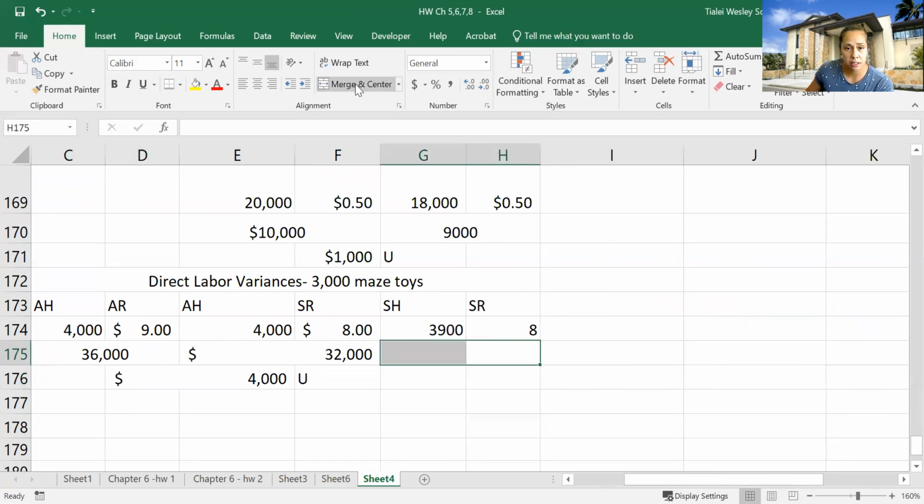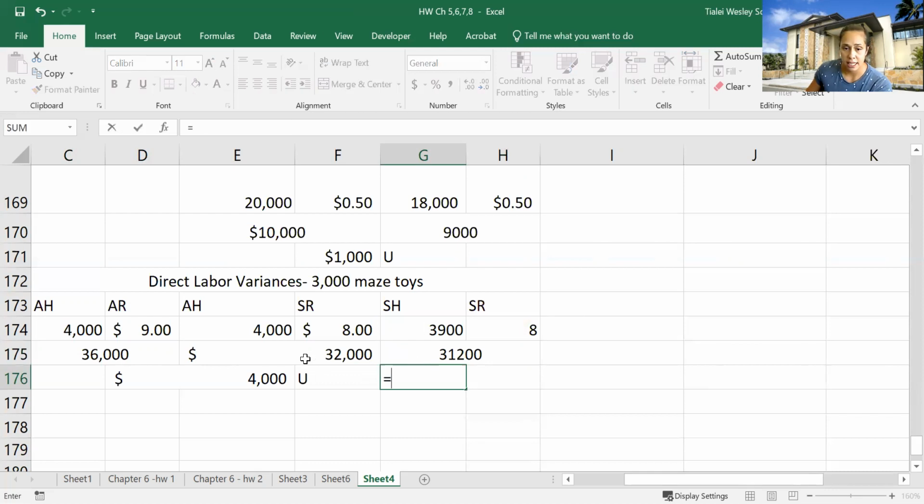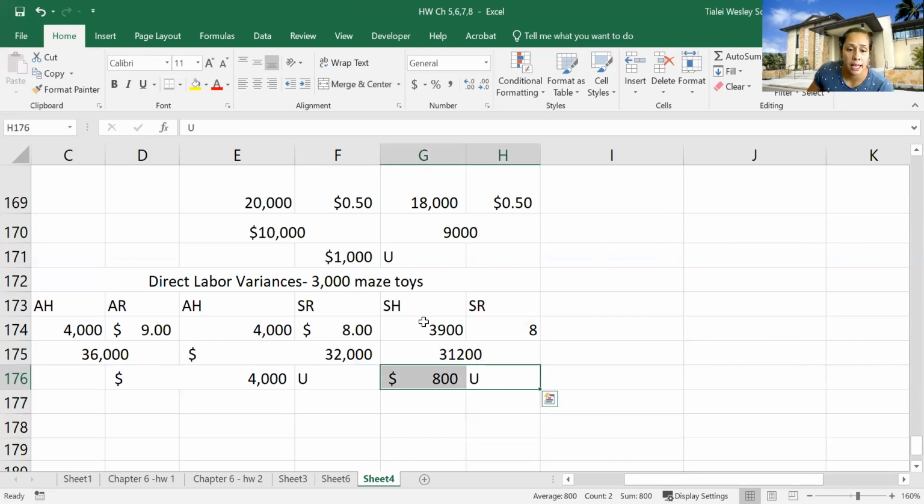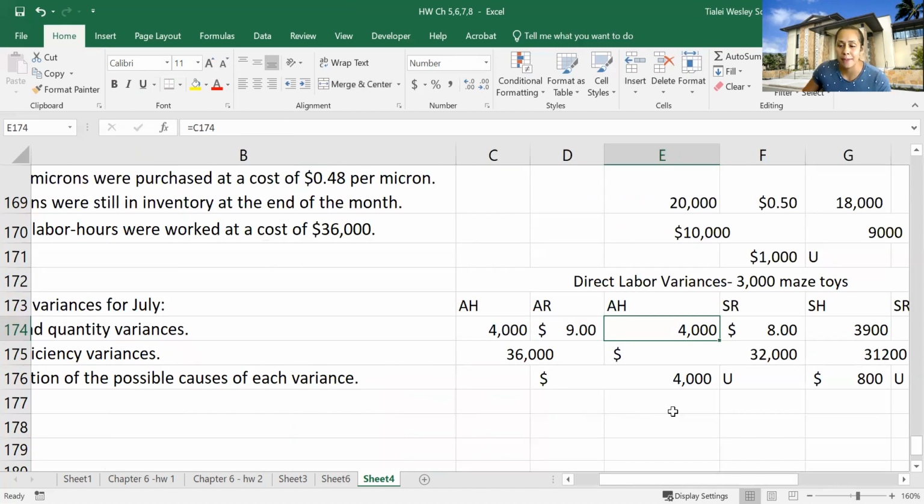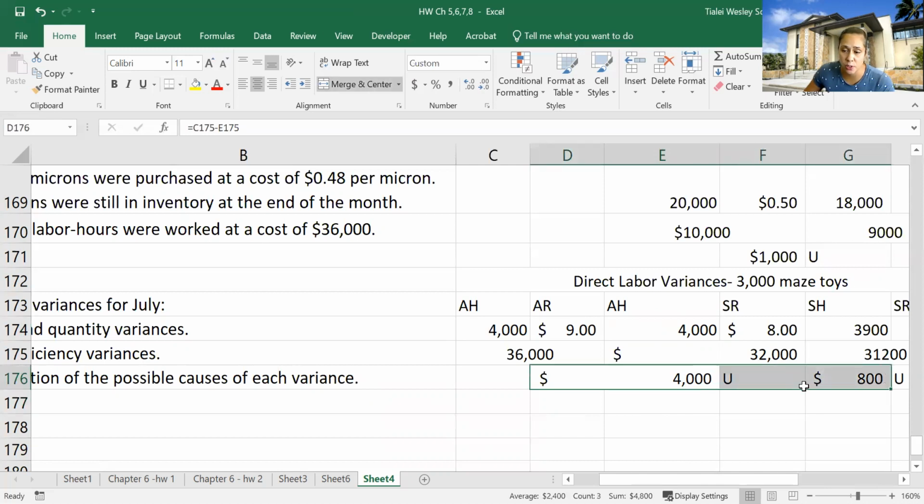And let's do our efficiency variance. 3,900 multiplied by $8. And we'll take the difference between these. You also have an unfavorable, let's see, this number, subtract that number. Okay, perfect. So you also have an unfavorable hours variance. So maybe you have unskilled workers, maybe you paid overtime, and so total variance, you would just add these two together, you would have 4,800 unfavorable variance.